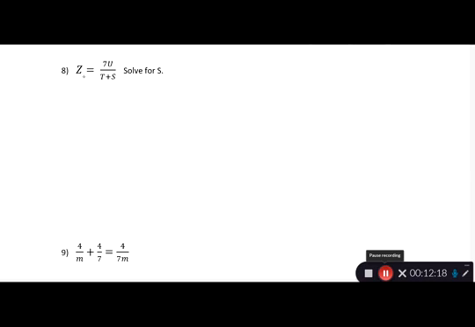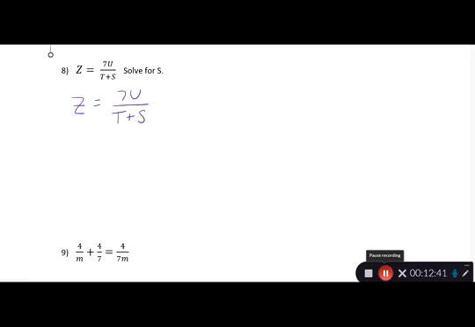Okay, so the next one is z equals 7u over t plus s, and solve for s. Okay, so we have z equals 7u over t plus s. And I think it is important to denote here that everything is capitalized. So please make sure when you go to plug it into the computer, whatever your answer is, that it's capitalized.